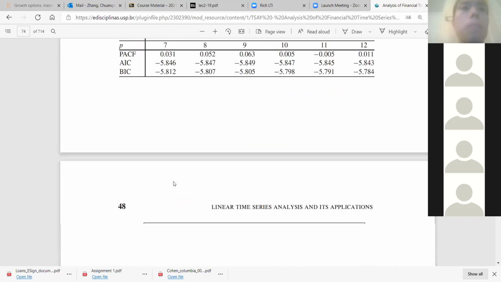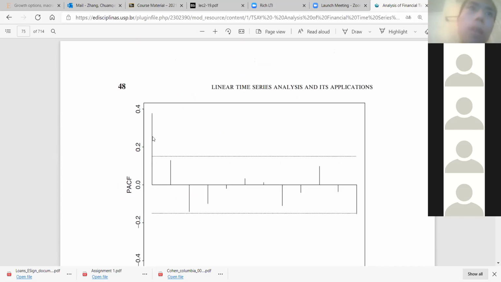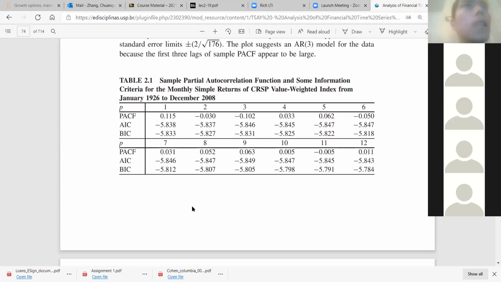So, from this PACF, you basically say, okay, I want to limit my trials to only a maximum of probably 3 to test which model is the best, right? That is one method. And we have another method called AIC and BIC information criteria.